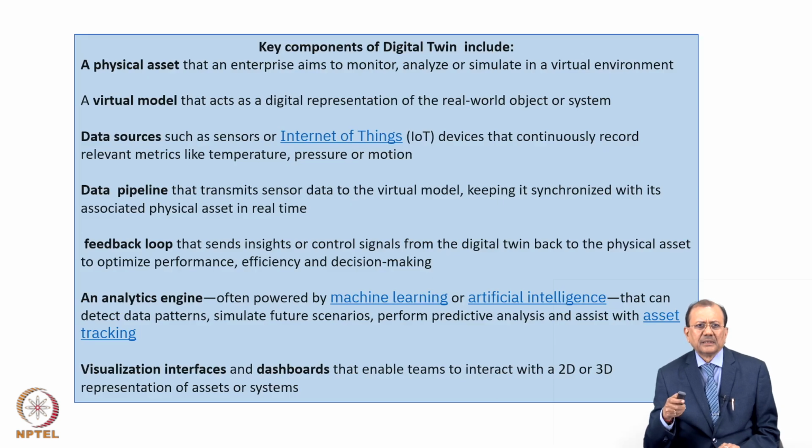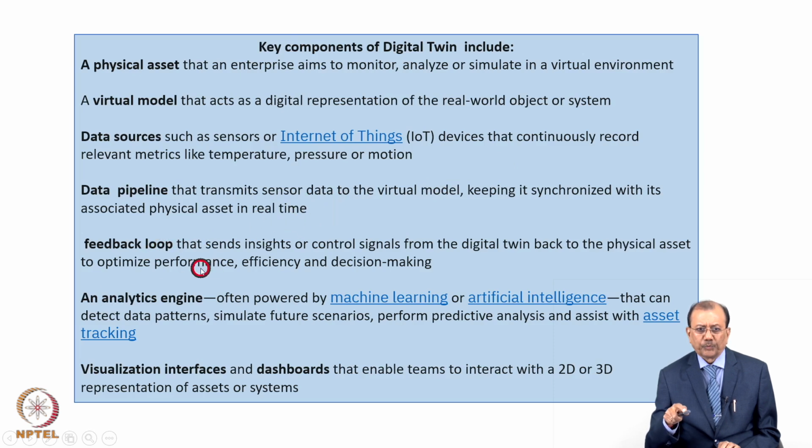Key components of a digital twin include the physical object, which we have already discussed, the virtual object, and data sources, which may be multiple sources like IoT devices, edge devices, or other systems like the ERP we have already shown. Then there is the data pipeline that transmits sensor data to the virtual model on the computer, keeping it synchronized with its associated physical asset on a real-time basis. The very important point is the real-time basis.